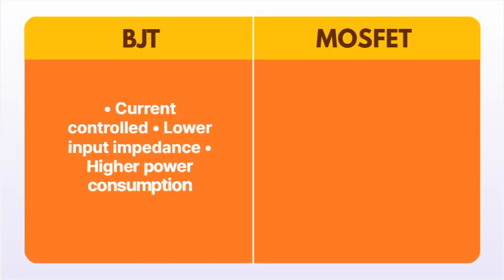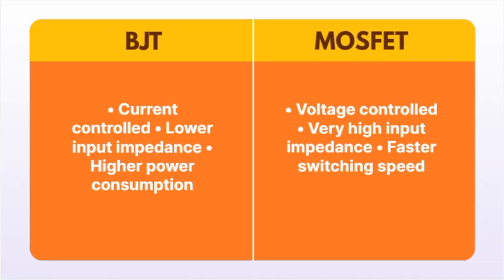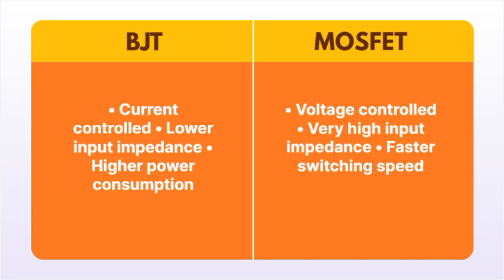BJT: current controlled, lower input impedance, higher power consumption. MOSFET: voltage controlled, very high input impedance, faster switching speed.